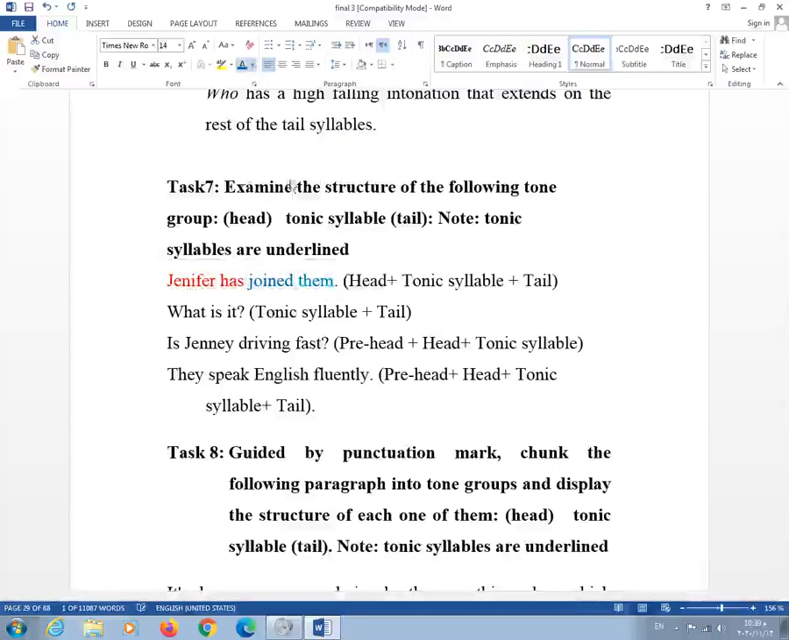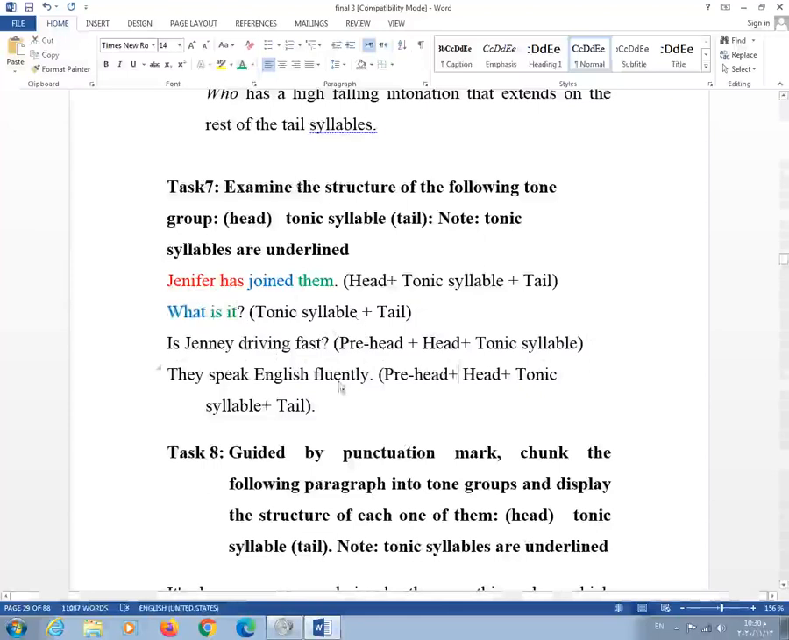Please do the rest of the examples. Okay, what is it? Tonic syllable and tail. This is the blue part, and this is the green part because it's a tail. Okay? Could you do that? "Jenny driving fast": "Jenny driving" is the head, and "fast" is the tonic syllable. Is Jenny driving fast? Rising intonation. Is Jenny driving fast?